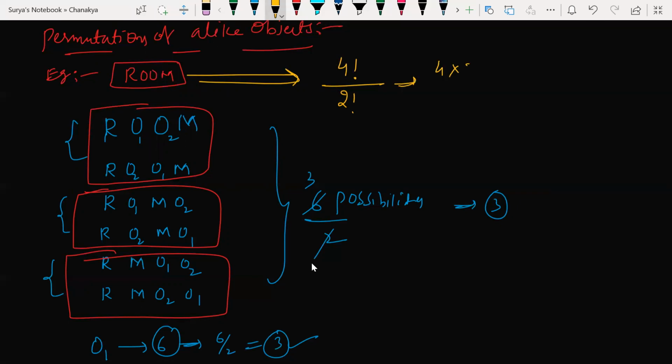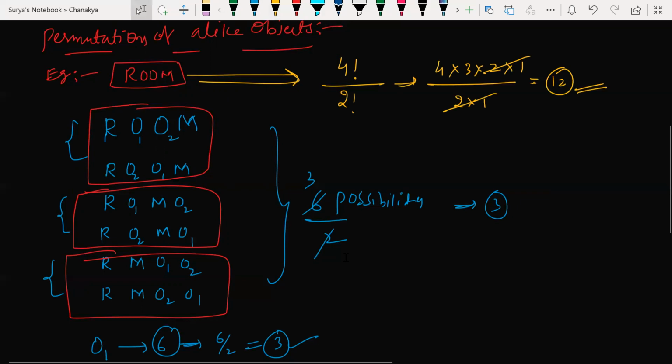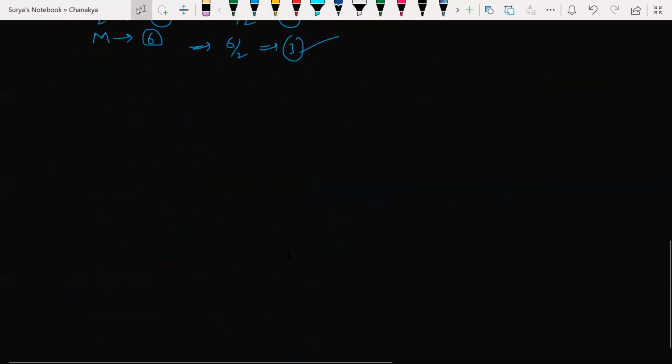4 factorial can be written as 4 into 3 into 2 into 1, divided by 2 factorial, 2 into 1. 2 into 1 will get cancelled. Answer is going to be 12. This is how I can arrange the different words of the word room. Understood, people? So from this concept, what exactly is the formula we can write?